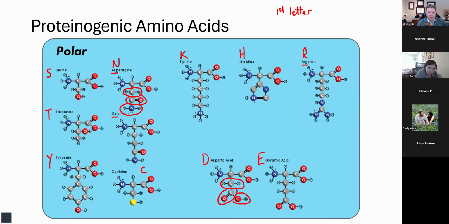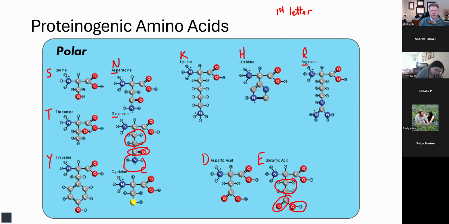Now, the same thing goes if we look closely at glutamine and glutamic acid. Glutamine has two CH2s followed by a carbonyl carbon. Glutamic acid has two CH2s, a carbonyl carbon, and the OH to complete the carboxyl group. Glutamine has that NH2 in place of that OH. So aspartic acid and glutamic acid are very similar to one another in structure. Asparagine and aspartic acid are very similar to one another in structure.